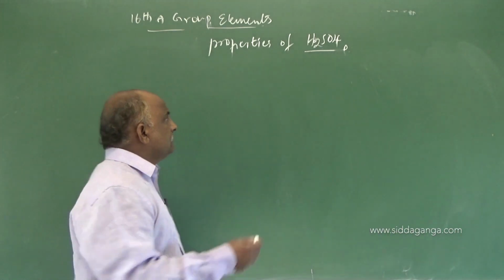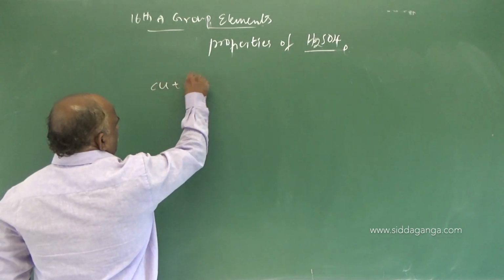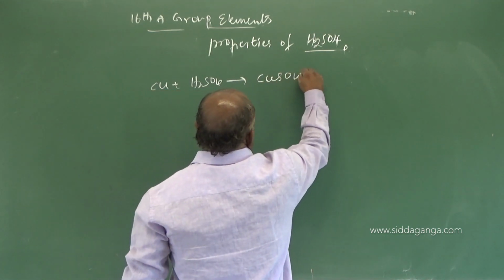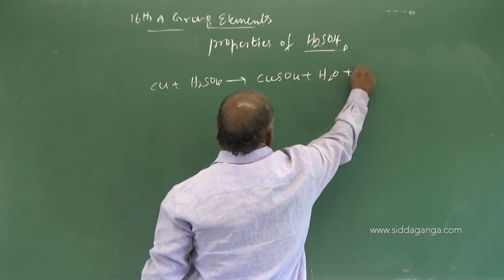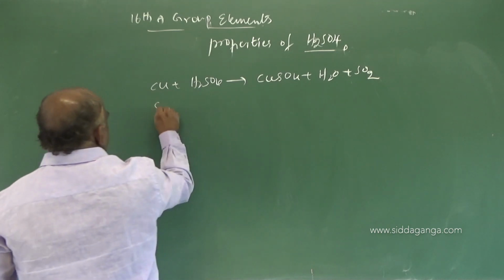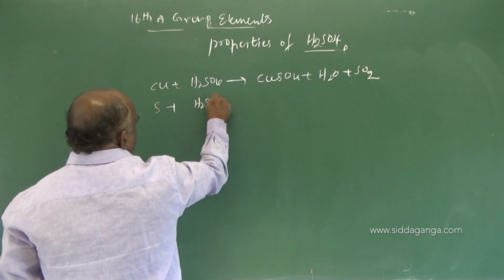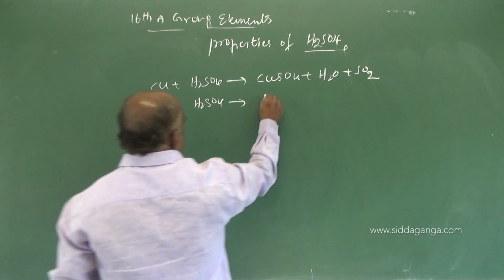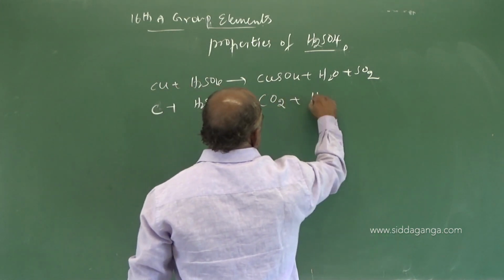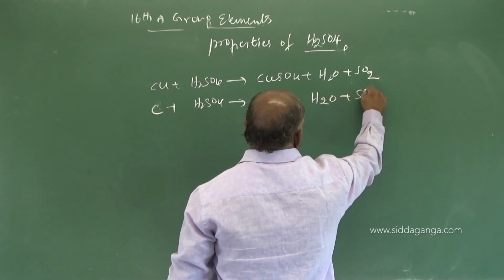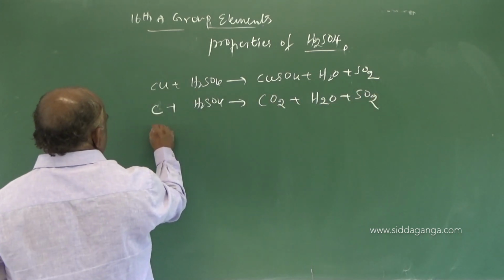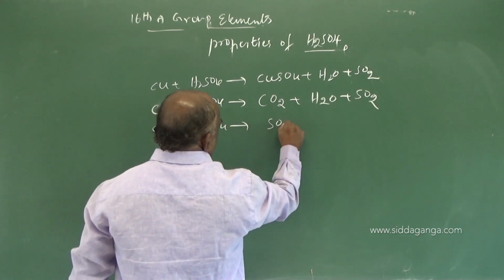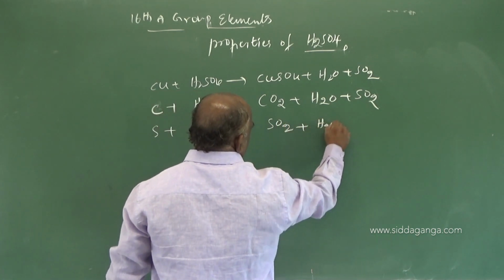So some more reactions are there. Cu plus H2SO4 gives rise to CuSO4 plus H2O plus SO2. C plus H2SO4 gives rise to CO2 plus H2O plus SO2. And S plus H2SO4 gives rise to SO2 plus H2O.